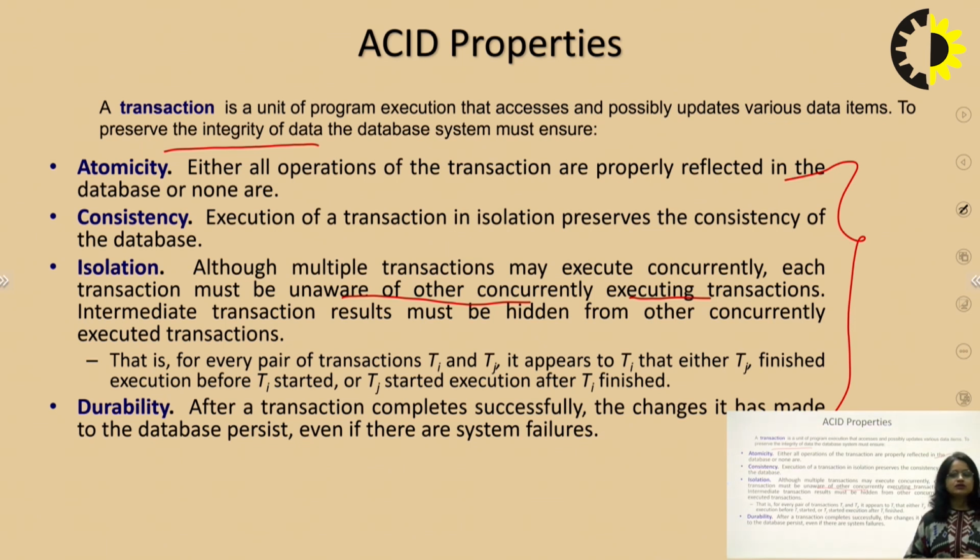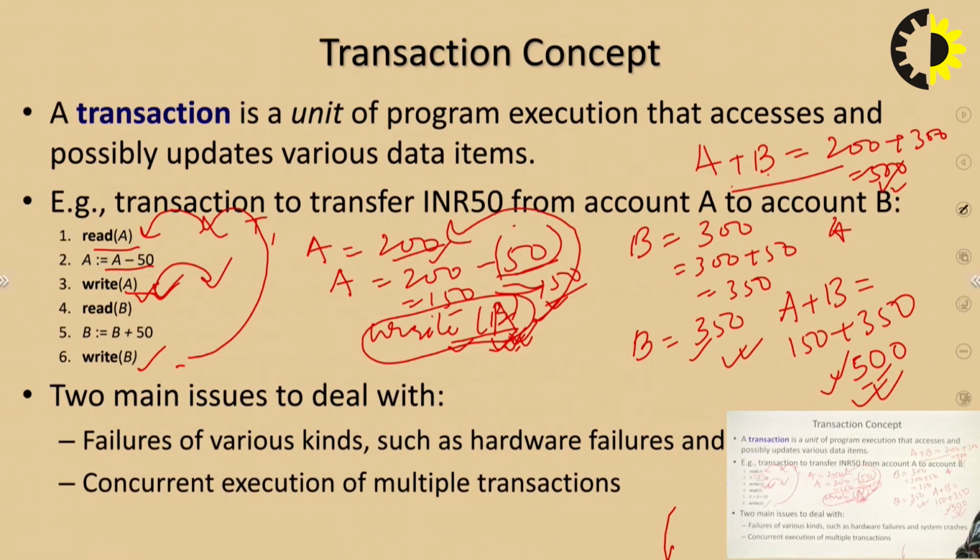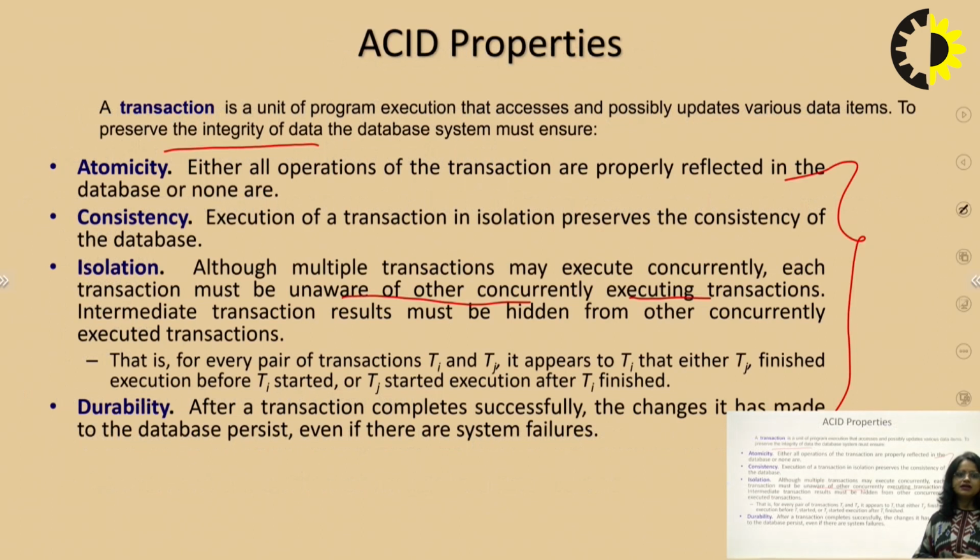Durability is also important, as we have seen this problem: with any type of failure, we could lose data from the database. Durability is important because although we face many types of problems and failures, if a transaction shows durability, it means the data is still there after any type of failure. After a transaction completes successfully, the changes it has made to the database persist even if there are different types of system failures.